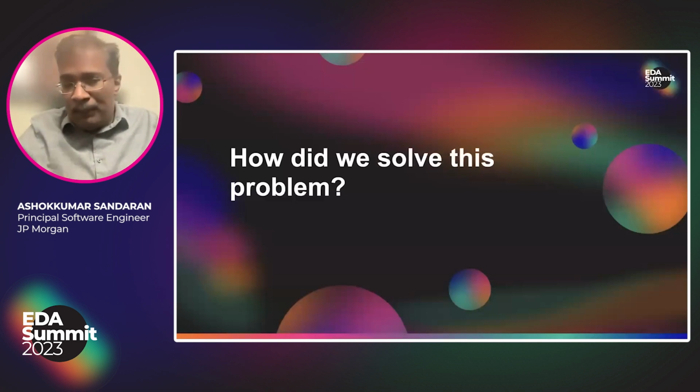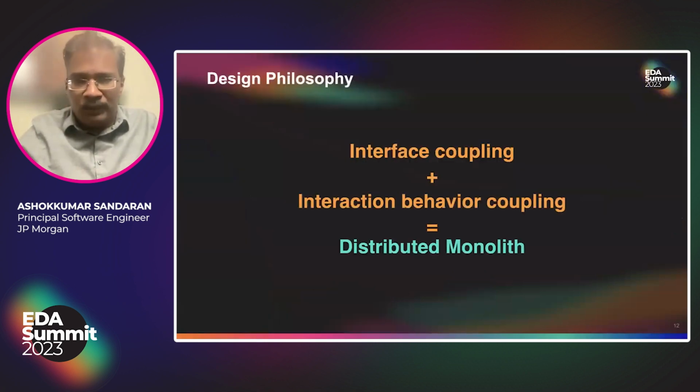So the problems that I just detailed are a very typical ask in an enterprise data flow. So how did we solve this issue? Back in the days, people used to write a thick fat client jar and deploy it, and they did everything in one shot. Now they split it using microservices, but when you have interface coupling and interaction behavior coupling, what you end up with is nothing but a distributed monolith.